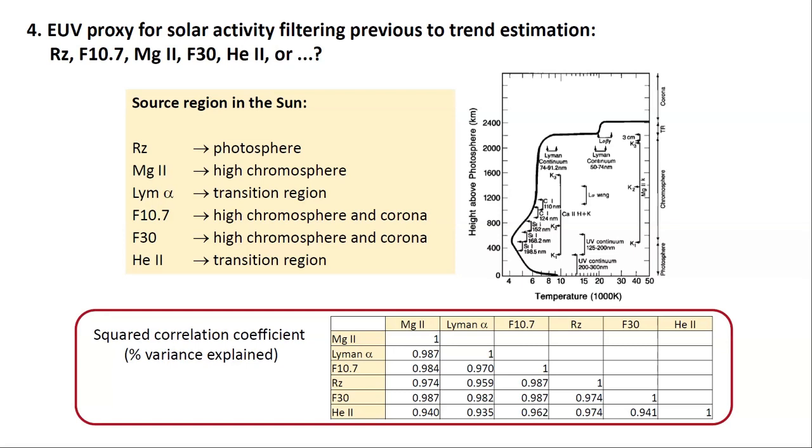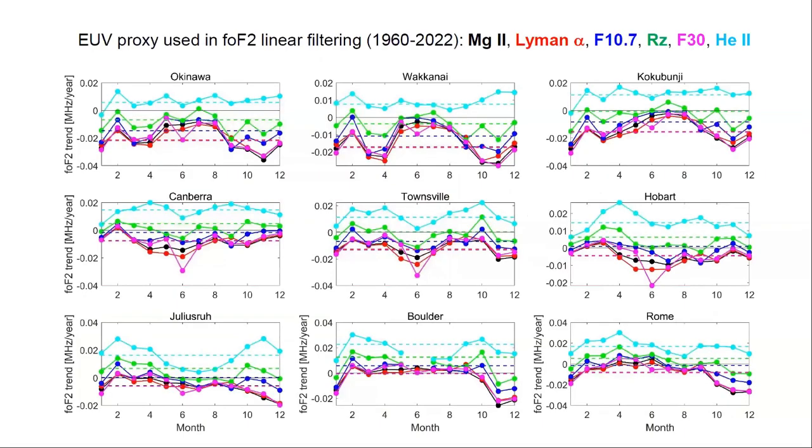But when you use them to filter the solar activity and then estimate the trend in ionospheric stations, here I have an example of 9 ionospheric stations. I have estimated the trends for the time series of each month, covering the period 1960-2022, which is almost 5 or 6 solar cycles. The solar cycle is not exactly 10 years, it's between 10 and 12. Each color is for each proxy, and we can clearly see that they are not equal in all the cases.